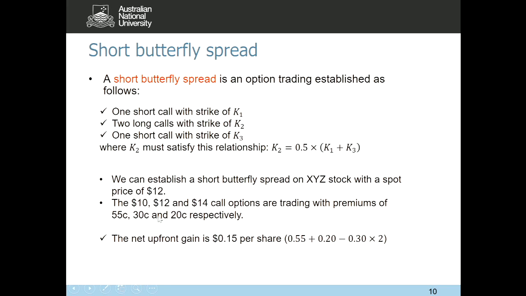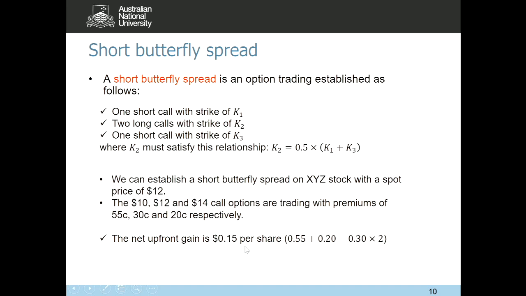So I bought two call options, which means I'm going to pay 30 cents for each call. So in total, that's 60 cents. All right? So if you work out the premium, the net premium is positive 15 cents, which means in net, we receive 15 cents from this strategy. Right? So we received 55 cents, we received 20 cents, then we paid 60 cents for the two call options that we bought. So in total, we receive 15 cents.